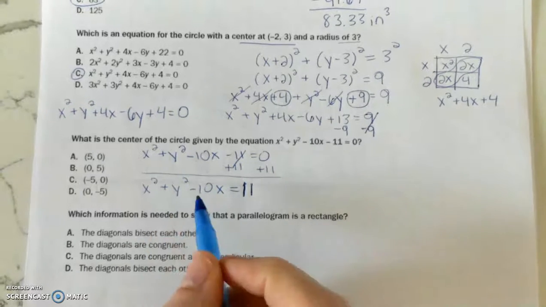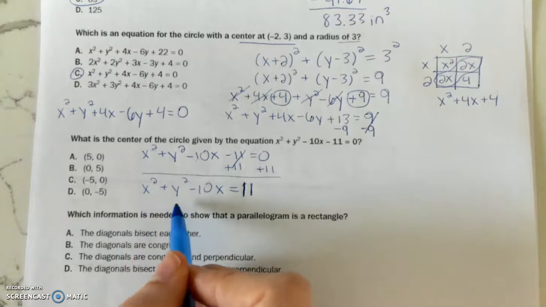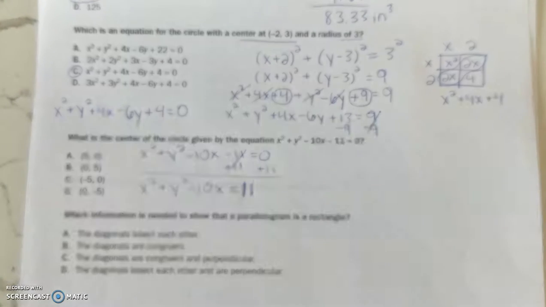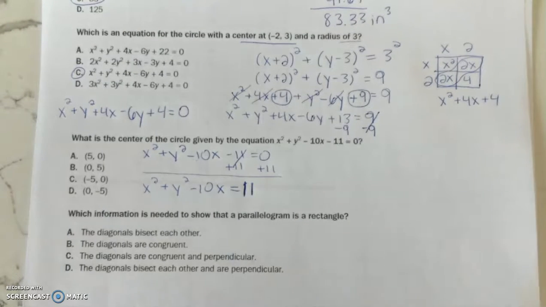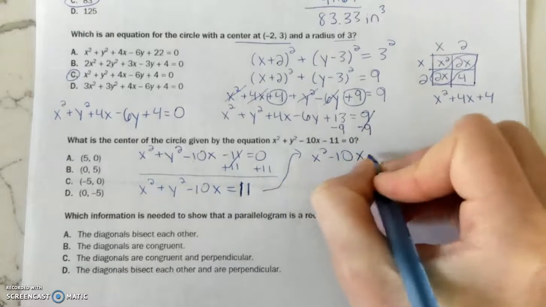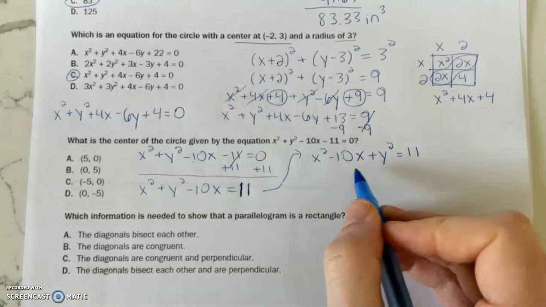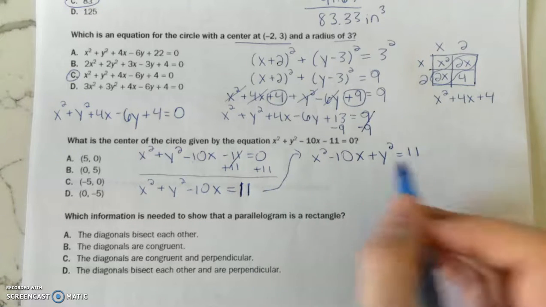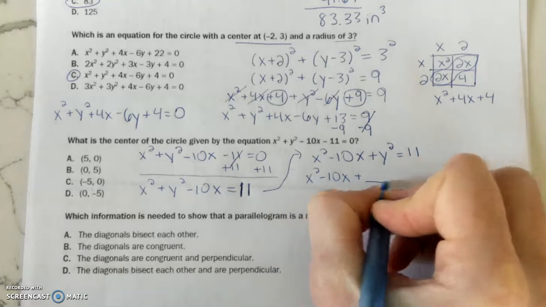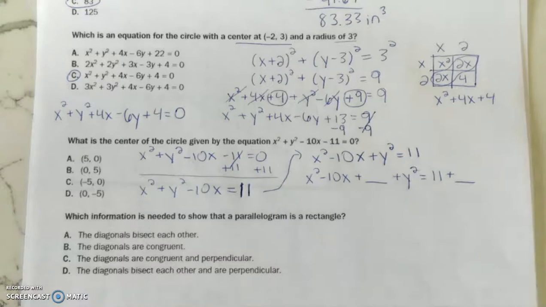All right, you'll notice something different about this equation. We don't have a y term. We have x squared, y squared, and a -10x, but we don't have a y term. That's ultimately good for us. That means less work for us. So let's move the x's together. X squared minus 10x plus y squared is equal to 11. All right, so I only need to complete the square for the x group because there is no middle term for the y group. So x squared minus 10x plus blank plus y squared equals 11 plus blank.